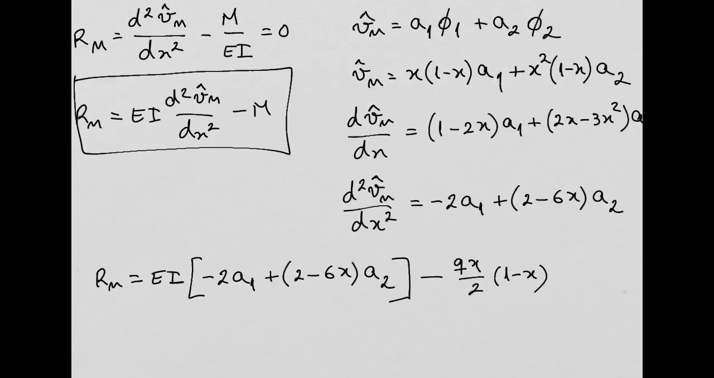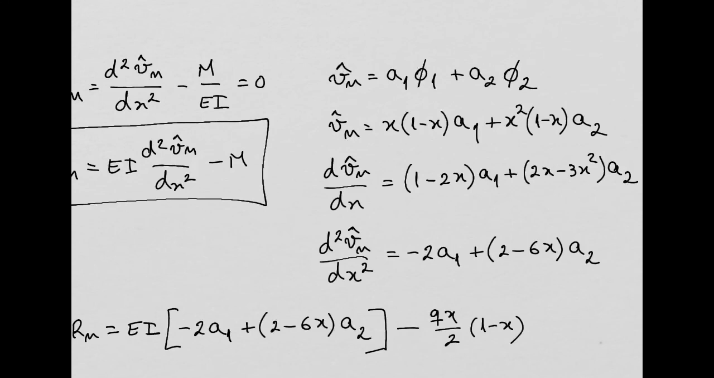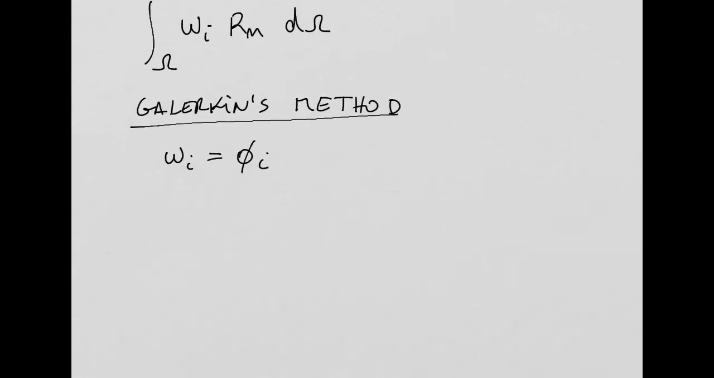So how many shape functions do we have in this problem? We have two. We have phi1 and phi2. And we know how much. So phi1 is x times 1 minus x. Phi2 is x squared times 1 minus x. All right? And then I'm going to do this. Look at this.